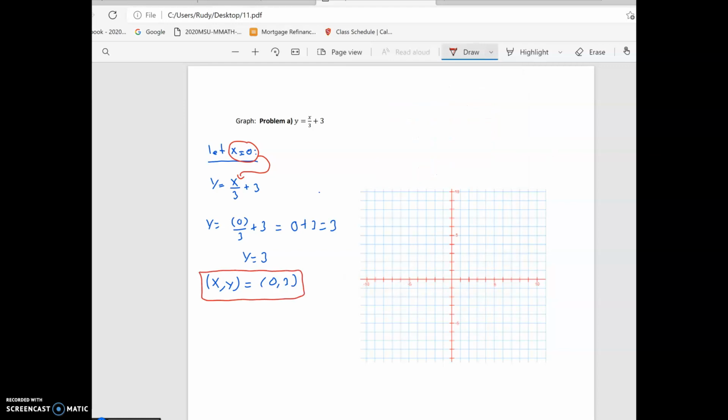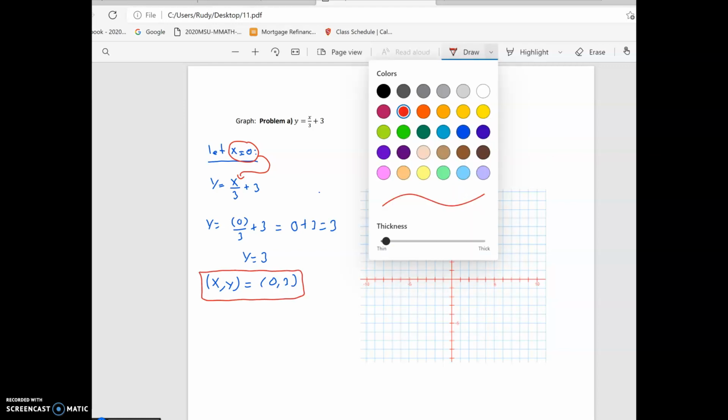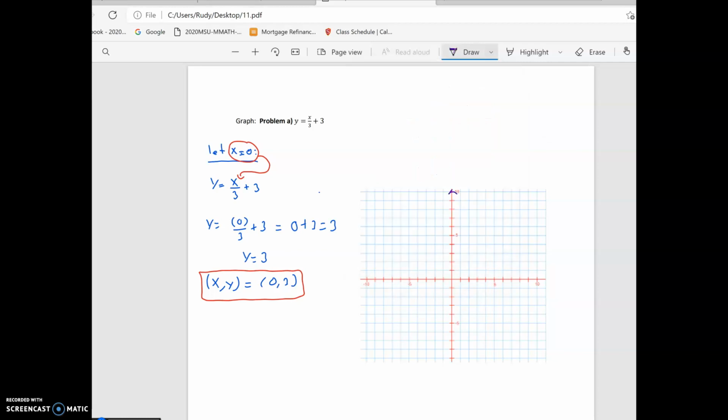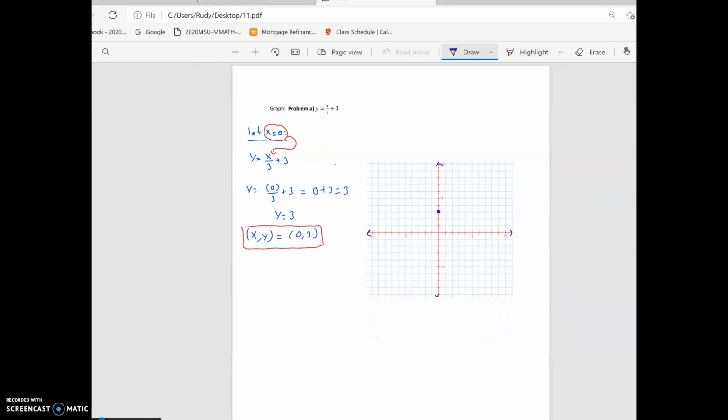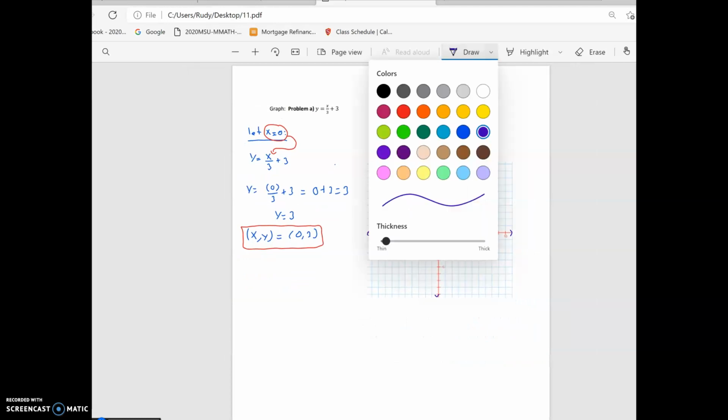Let me actually plot it. And let me put the arrows on the axis. So our first value is 0, 3. That's going to be 1, 2, and 3. That's going to be this coordinate point here. Now we're just going to do a basic sketch.